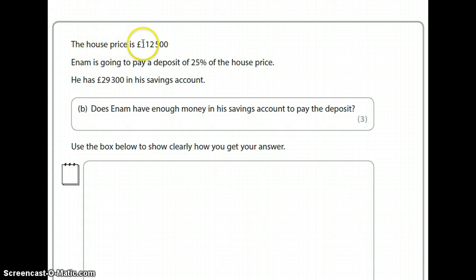The house price is that. Enam is going to pay a deposit of that percent of the house price. He has that amount in his savings account. Does Enam have enough money in his savings account to pay the deposit? Use the box below to show clearly how you get your answer.